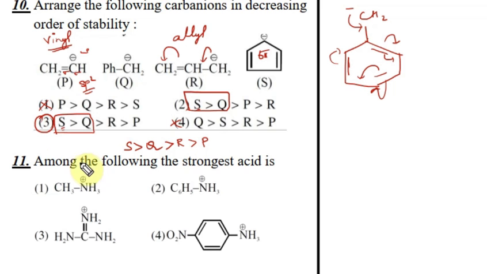Option Charlie. Among the following, the strongest acid is. Strongest acid means it has to give hydrogen. What you have here is BH plus giving you B plus hydrogen plus. That means for it to be the strongest acid, it has to be the weakest base. Okay, that's how they are asking you.